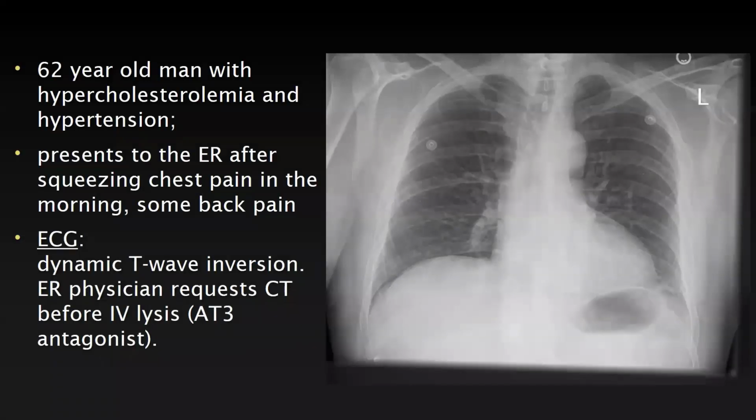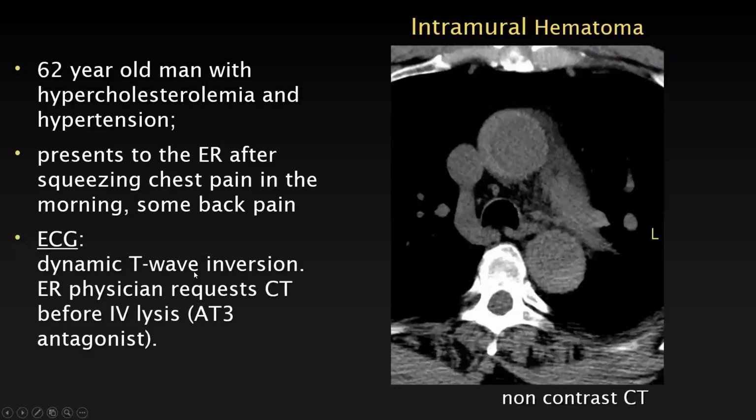So we'll start with the first case, and this is a 62-year-old man with hypercholesterolemia and hypertension, and he presents to the ED with chest pain. Before instituting any IV lysis, the ED requested a CT scan, and that, as I think everybody recognizes, is an acute intramural hematoma.